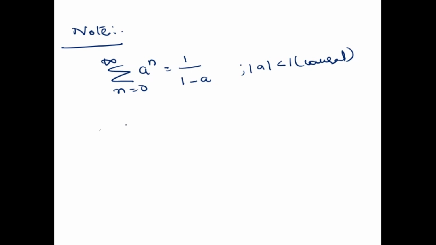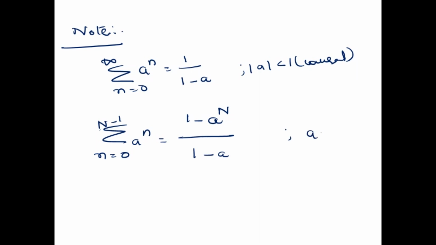And one more equation, summation n is equal to 0 to N minus 1 a to the power n is equal to 1 minus a to the power capital N divided by 1 minus a, with a not equal to 1. Then summation n is equal to 0 to N minus 1 of 1 is always N.